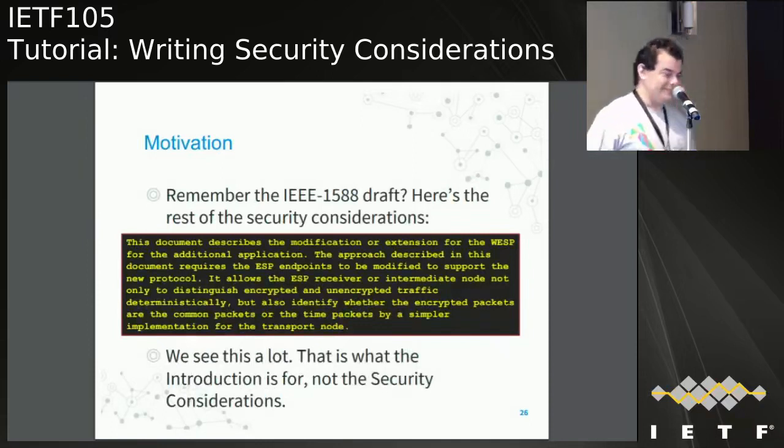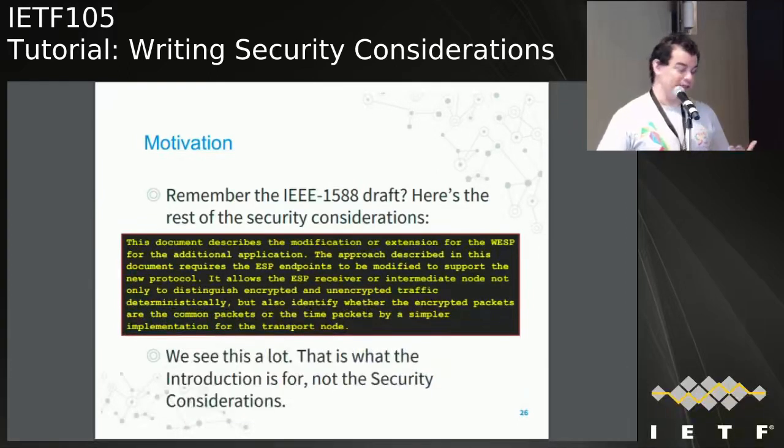Motivation, we see that a lot. Remember that IEEE 1588 draft? So here's the rest of the security considerations. This document describes modifications or extensions for the WESP protocol, that's wrapped ESP, for the additional application. The approach described does not require the ESP endpoints to be modified to support the new protocol. It allows ESP receiver or intermediate node not only to distinguish encrypted and unencrypted traffic, but to also identify whether the encrypted packets are the common packets or the time packets by a simpler implementation for the transport node.